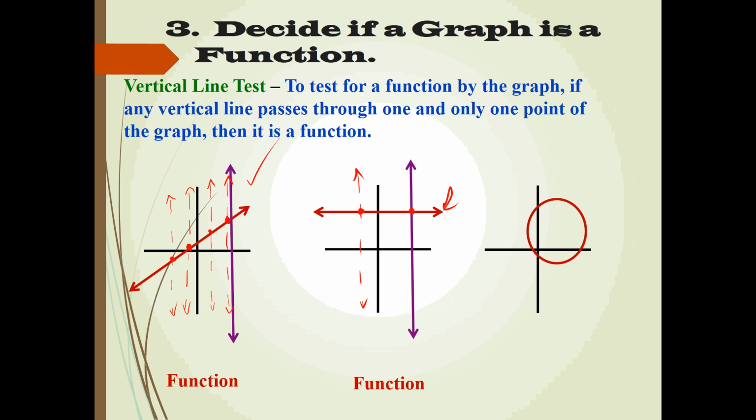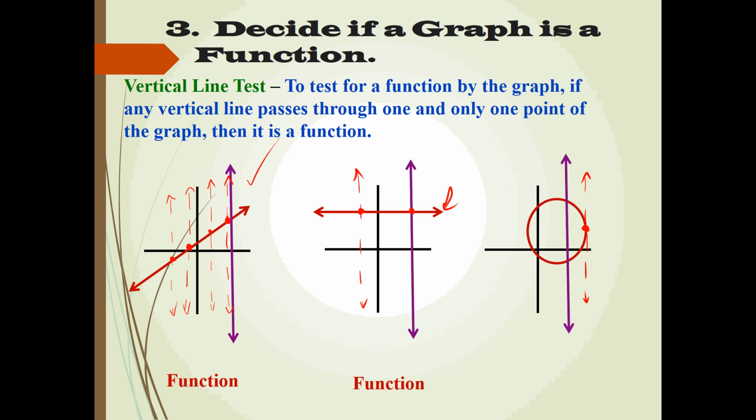Here is a graph of a circle, and when you get into higher math, you'll learn how to write equations for circles that can be graphed. Here, if I drop a vertical line, let's say I drop it here on the edge. This is called a tangent line, just a little extra knowledge for you. If you drop that line right on the edge, that line would only intersect your circle at exactly one point.